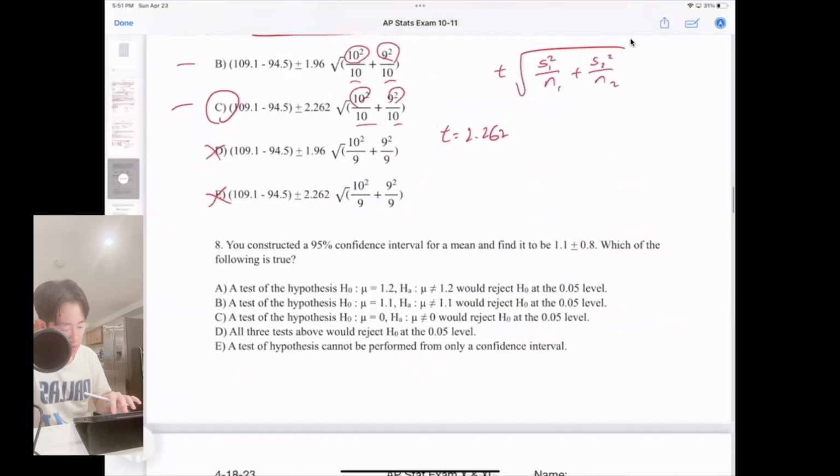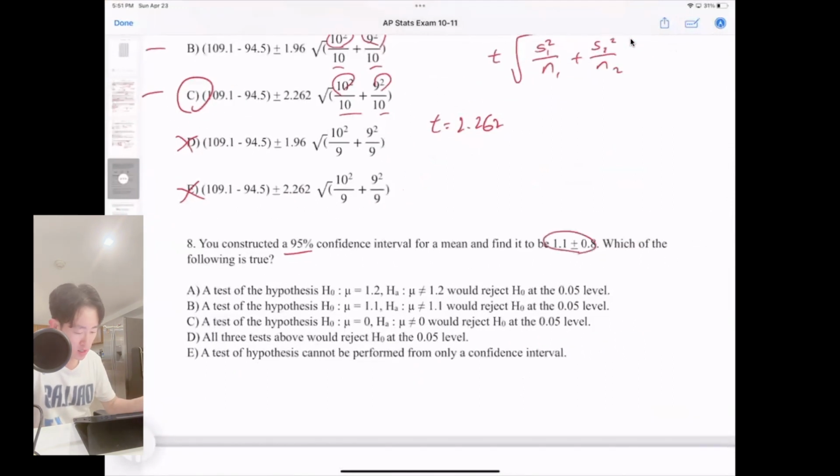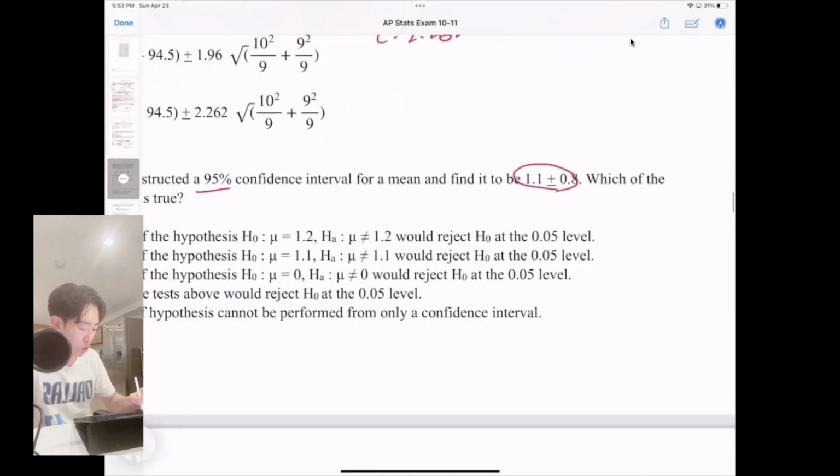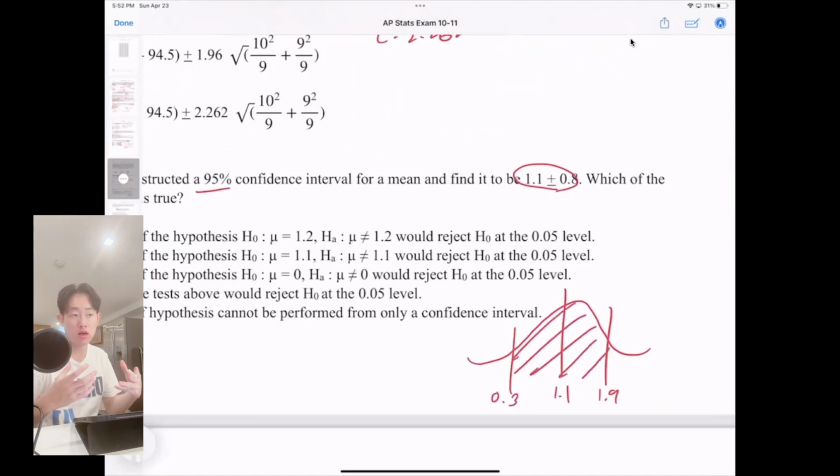All right, next one, number 8. You constructed a 95% confidence interval for a mean and found it to be this. Which of the following is true? Test for the hypothesis of 1.2. This one is kind of tricky. What you want to say for these types of questions is that the mean is 1.1, and if the margin of error is 0.8, then I go up by 0.8 and I go down by 0.8. So anything in here that you predict as a true value will be contained with 95% confidence.